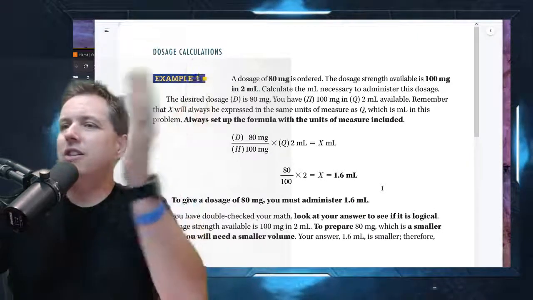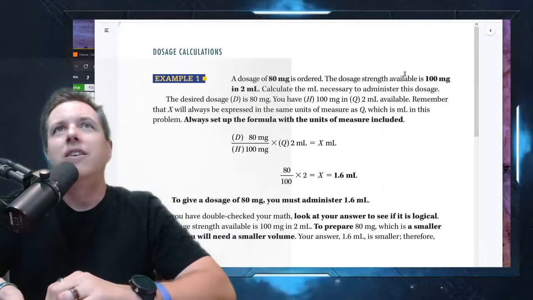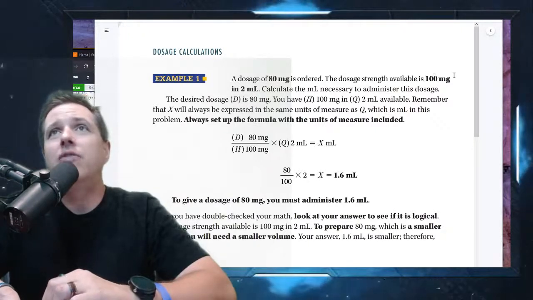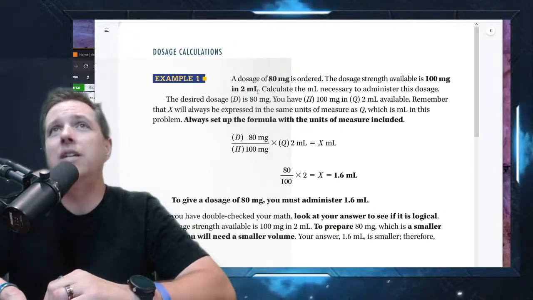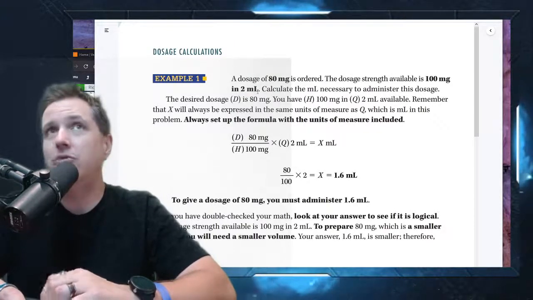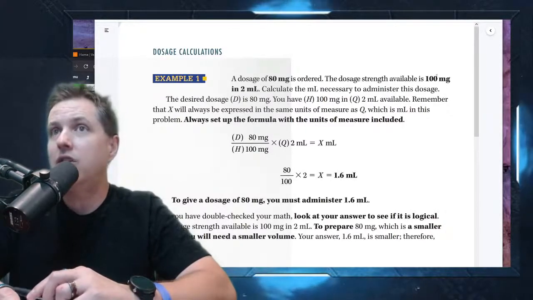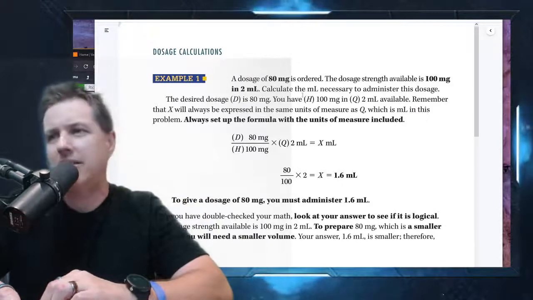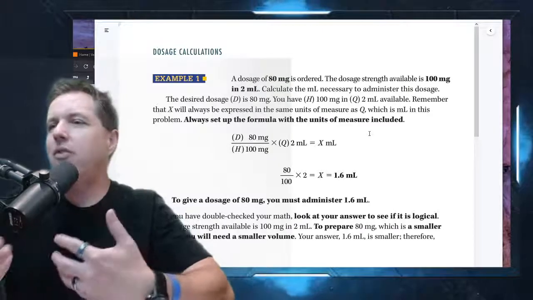But then also there's scale, right? Does it make sense if we're giving a dosage of 80 milligrams and the strength given is based on 100 milligrams, then we would expect our volume to be a little less than 2 milliliters, right? Because our dosage is a little less than the described dosage. So 1.6 also makes sense as being a little bit less. Yeah, that seems very reasonable.